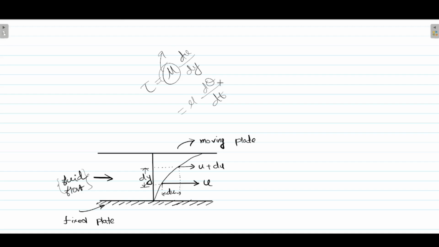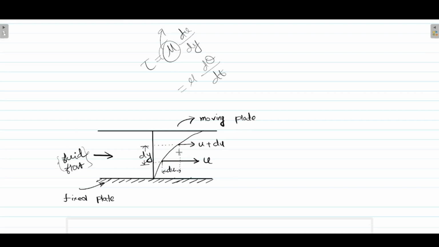Okay, so now take a very close look at this picture. As you move forward, you can see this velocity profile. So this is your velocity profile. In this velocity profile, you can see, if you analyze, the velocity of this particle is u.